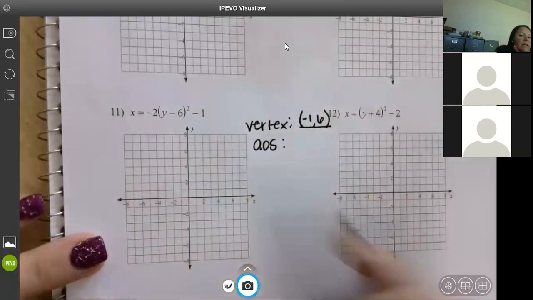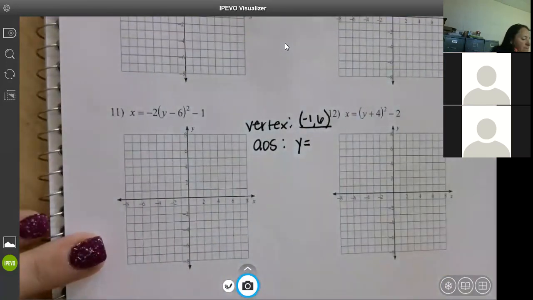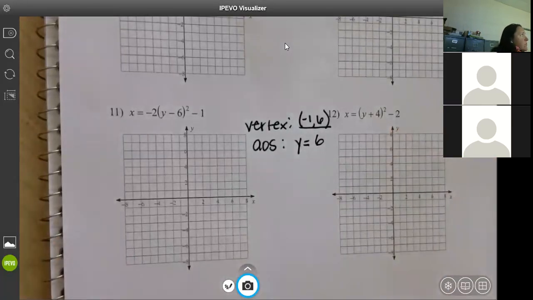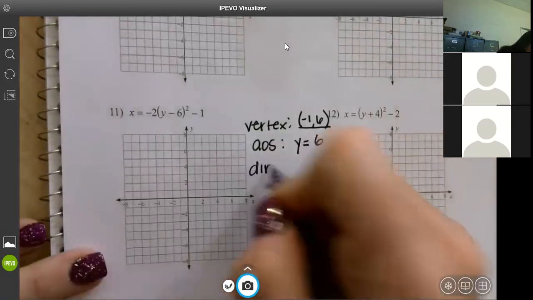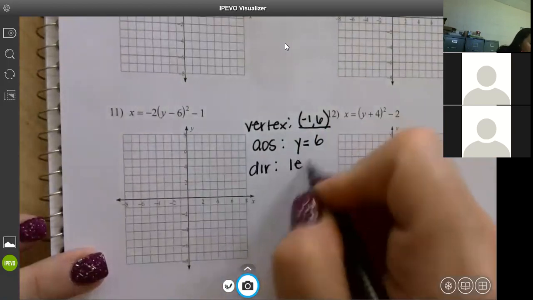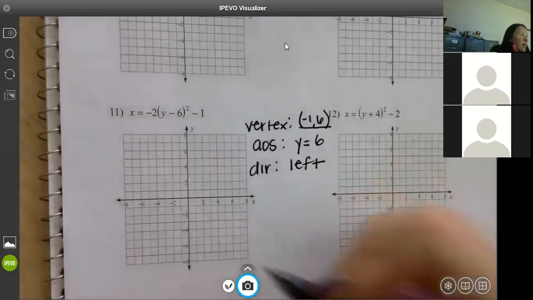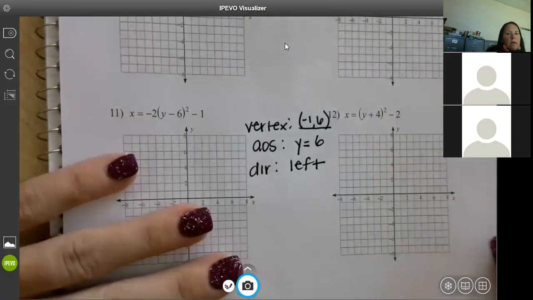Your axis of symmetry, if it's x equals, is going to be y equals. And it's going to be whatever your y coordinate is. So what's your y coordinate of your vertex? 6. That's all you do. Okay. So axis of symmetry is the new one. What's your direction? Left. Why? Because it's negative. And then is this a max or a min? Not really either one. Okay. So don't worry about max or min on your left, right. Got it? All right. Next one.